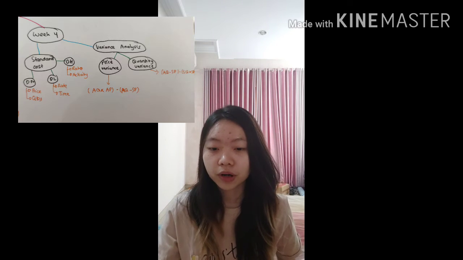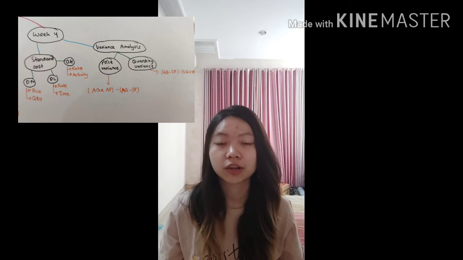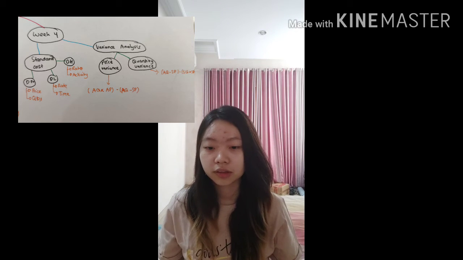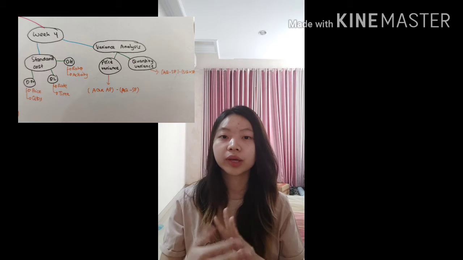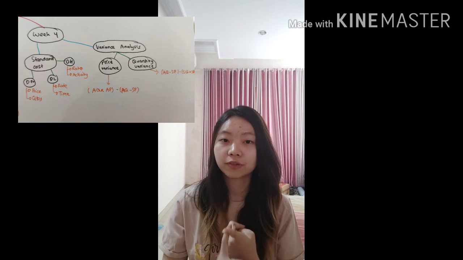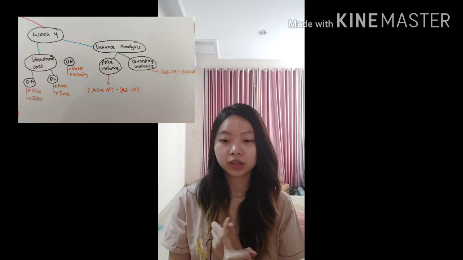Move to week 4. We learn about the standard cost. There are 3 types of how we can set the standard. The first one, for direct material standard, we calculate it by a price standard and quantity standard. The second one is direct labor standard. There is a rate standard and a time standard. And for the overhead standard, we have a rate standard and activity standard.